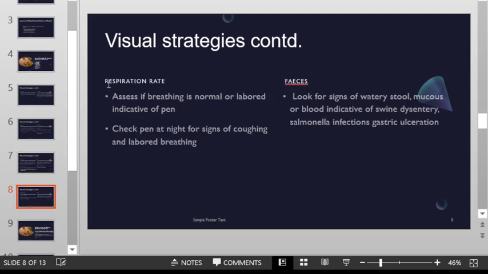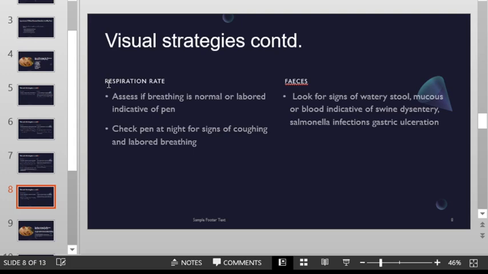All right, and then we'll look at respiration rates. Because one of the common problems a lot of farms face are issues of respiratory diseases. Okay, and if you are not alive to detecting these symptoms on time, it can spread quickly within the herd and even lead to sudden death. So you want to be able to assess if the animal is breathing normal, or the animal is having labored breathing, which is of course indicative of pain. So you want to spend some time and observe their breath.